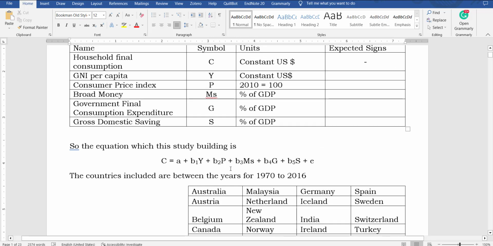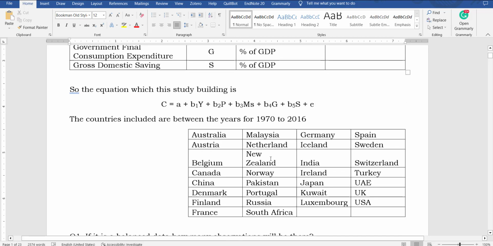This is also called the stochastic equation, where there are coefficients and an error term. In mathematics there will be no error term, and this will become a mathematical equation if I give the values of A and B1, B2, B3, B4 and B5. So this is a stochastic or a statistical equation. Then we'll talk about the sample. I've collected data from 1970 to 2016 for 30 countries as an example.